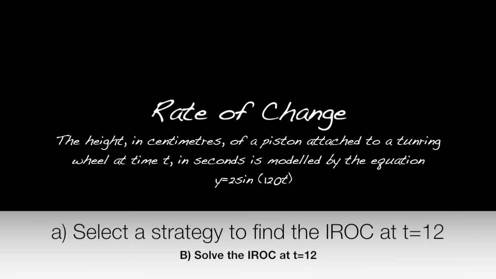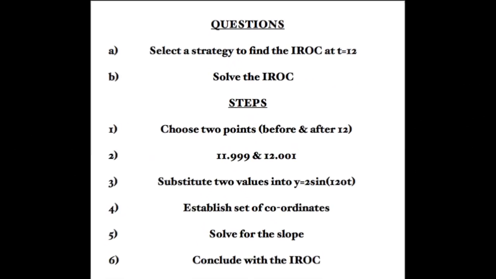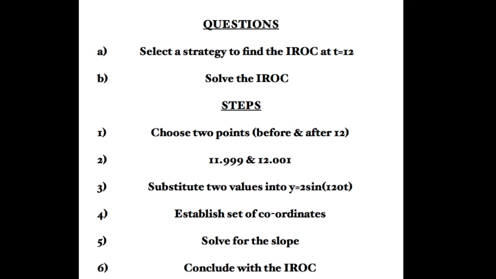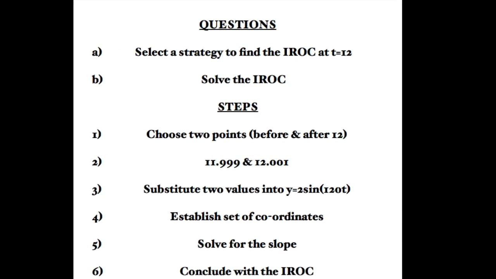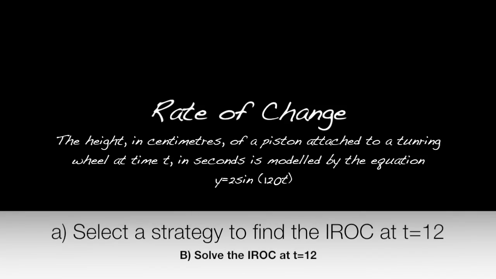Now that we've explored rate of change in the world of careers and industry, let's briefly recap how we used it for our piston on the turning wheel. We generated two sets of coordinates using our strategy so that we could solve for the slope at 12 seconds, resulting in our instantaneous rate of change.